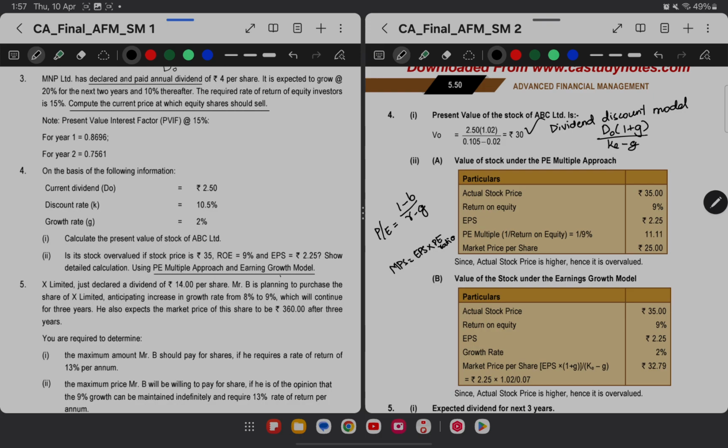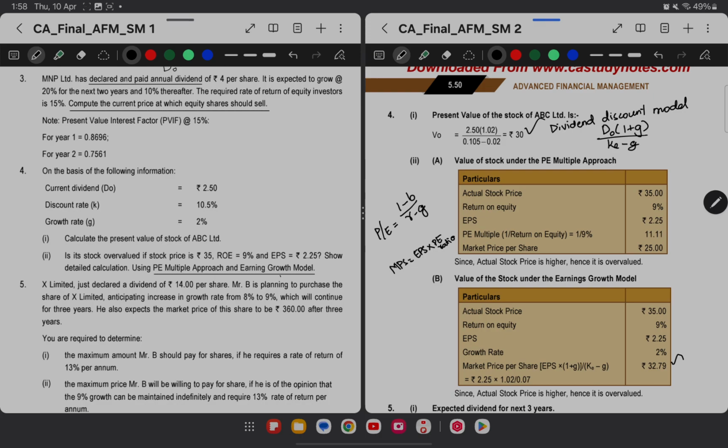Now going to the second requirement, the earnings growth model. The actual stock price is the same, 35, and return on equity is 9%. EPS we know is 2.25. The earnings growth model is nothing but the dividend growth model. In the same way, instead of D0 we can take EPS. So EPS multiplied by (1 plus G) and divided by (KE minus G), we are getting a value of 32.79.